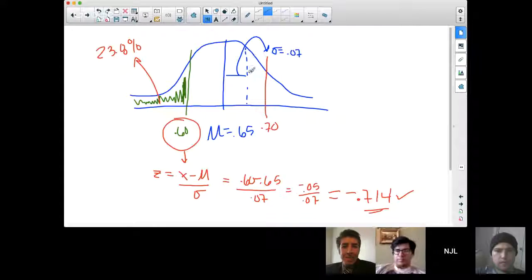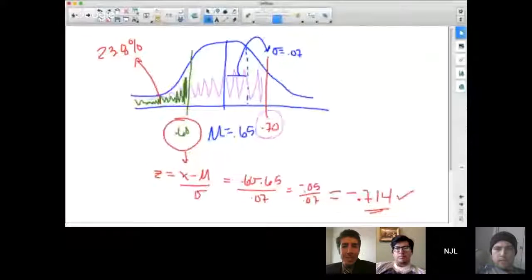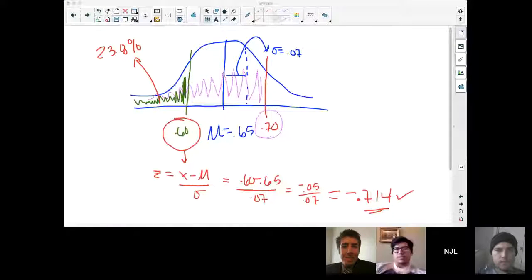Draw in your 0.7 this time. It's going to be over here. And now you're looking for this whole area. So first you've got to get a z-score associated with that. And that's the whole equation, where it's 0.7 minus the mean divided by the standard deviation. You're going to find the distance between 0.7 and 0.65, and then change the unit of measure to standard deviations.